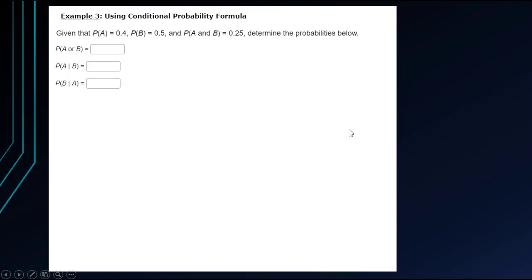Example 3, you're given that the probability of A is 0.4, the probability of B is 0.5, and the probability of A and B is 0.25. You're asked to determine the probabilities below. So what's the probability of A or B?